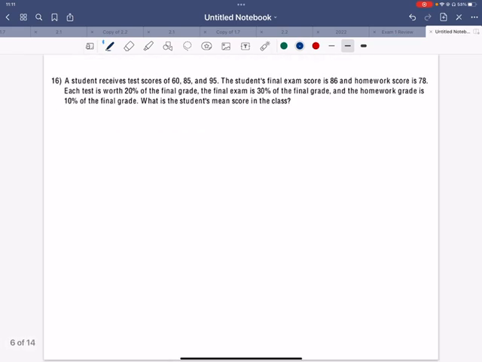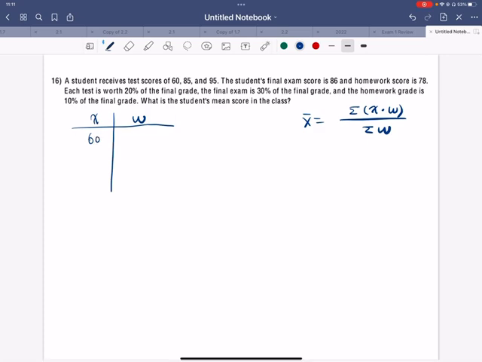Next one, weighted mean. Weighted mean formula, let me put it down here first. That's our weighted mean formula. Let's see what the situation is here for the students. Let me mark X and W. A student received test scores of 60, 85, 95. Those are test scores. And on the final, he got 86. Homework is 78.